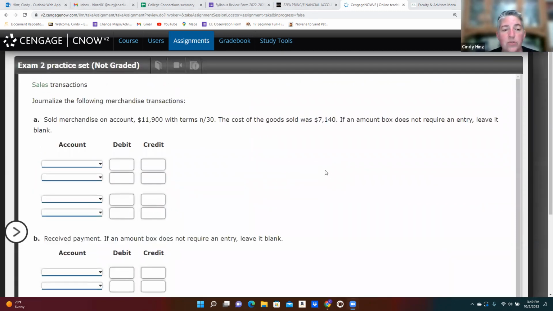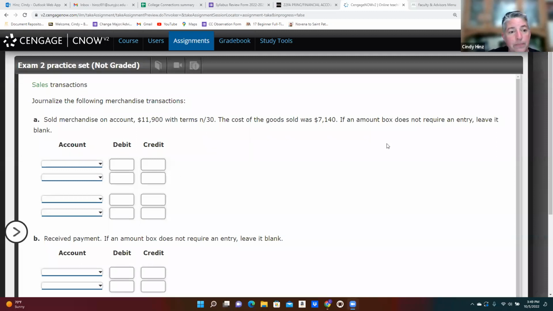And now we have a sales transaction. So now we are going to be on the seller side of these transactions. Remember, when we use a perpetual inventory system, recording a sale is actually a two-part process. We have to record the revenue, and then we have to record the cost of goods sold.